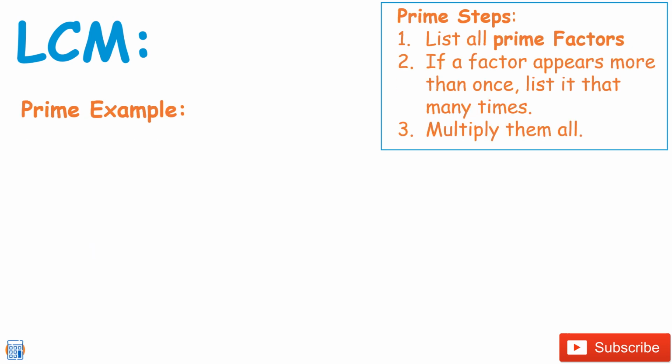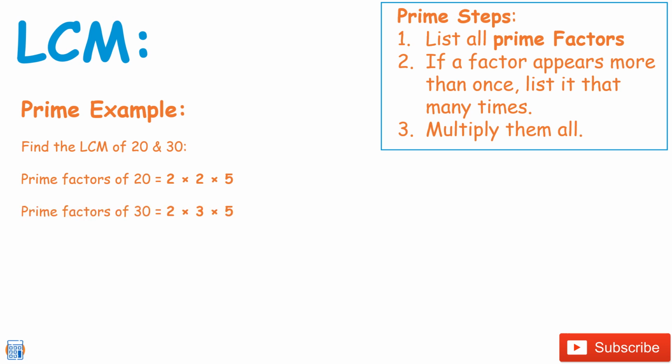Let's move on to the prime example now. Similar to before, we're going to list all prime factors. We're going to do the least common multiple of 20 and 30. The prime factors of 20 are 2, 2, and 5. And the prime factors of 30 are 2, 3, and 5. If you're a bit confused about how we got these prime factors, please check out my previous video.